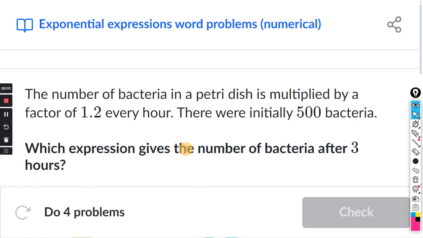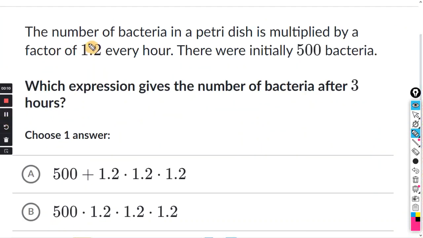This will be for the exercise on exponential expressions, word problems, numerical. The number of bacteria in a Petri dish is multiplied by a factor of 1.2 every hour. There were initially 500 bacteria. Which expression gives the number of bacteria after 3 hours?